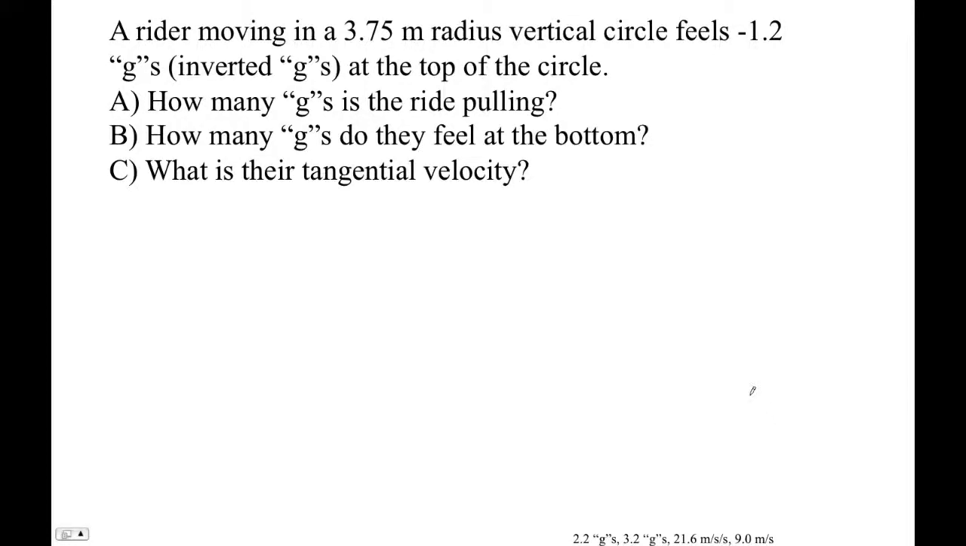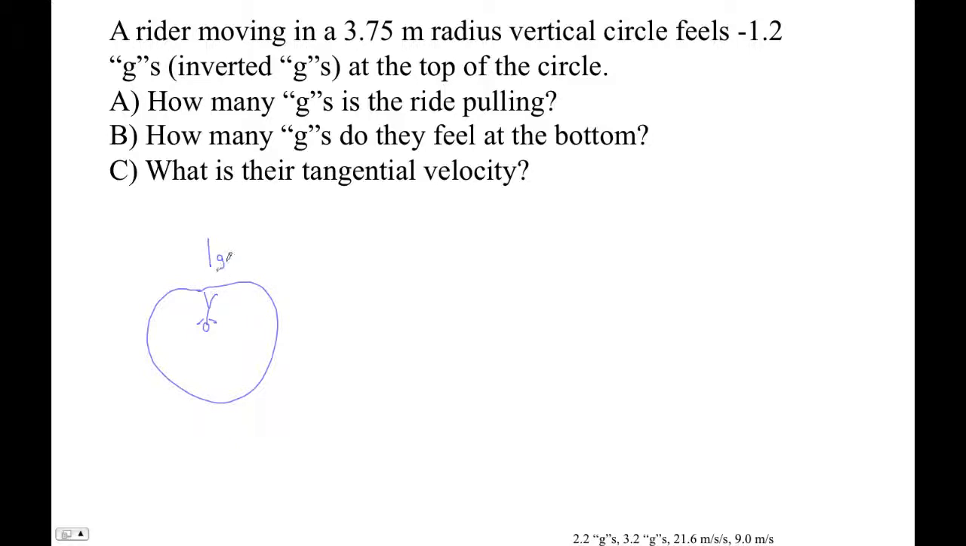All right, so a rider in a 3.75 meter radius vertical circle feels negative 1.2 Gs. They feel inverted Gs at the top of the circle. This is fun, right? At the top of this circle, they are standing like this, and they feel like they weigh 1.2 times their gravity. So let's just figure this out.